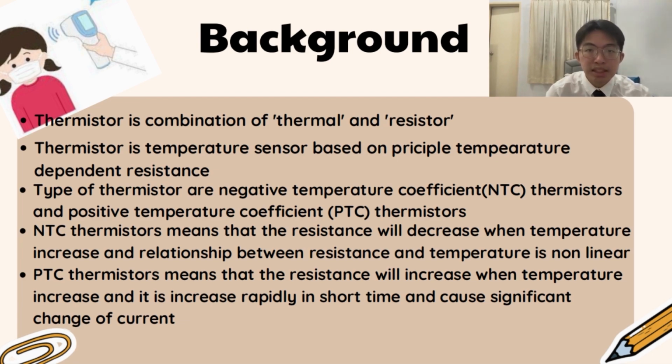The NTC thermistor means that the resistance will decrease when the temperature increases, and the relationship between resistance and temperature is nonlinear, where the change in resistance is huge when the temperature is low. And for the PTC thermistor, it means that the resistance will increase when the temperature increases, and it happens rapidly in a short time, and it will cause a significant change of the current.